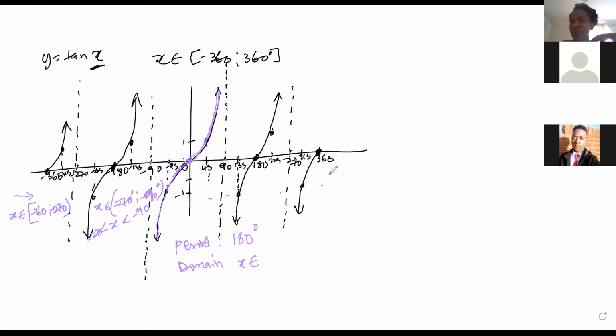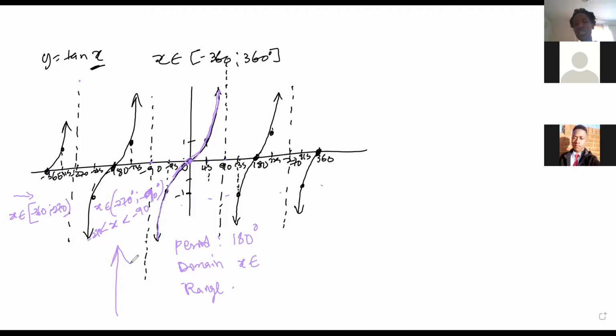But like I said, they will not ask you to write a domain for a tangent graph. They will only ask you the range. Because the domain is divided, there are so many of them. So let's look at the range for this. So we said the range, you are coming from the negative side of the y, you're going up.